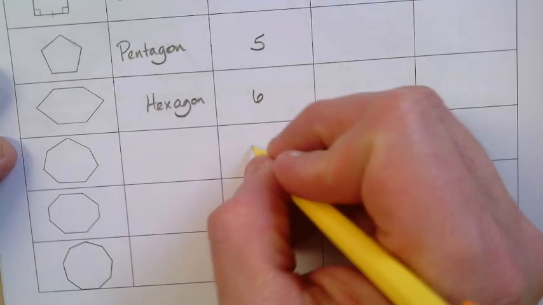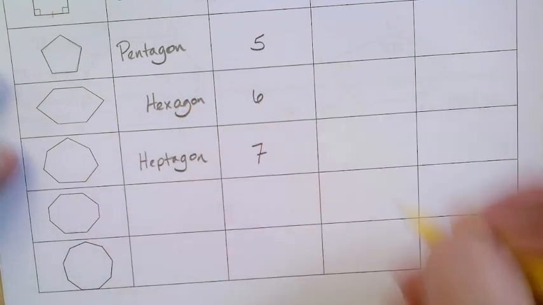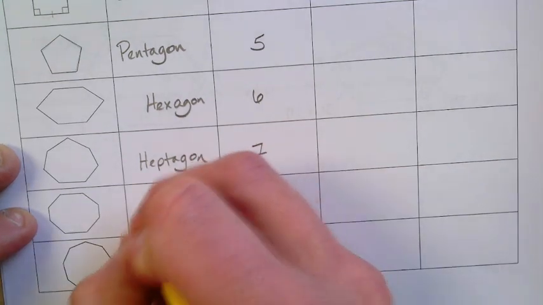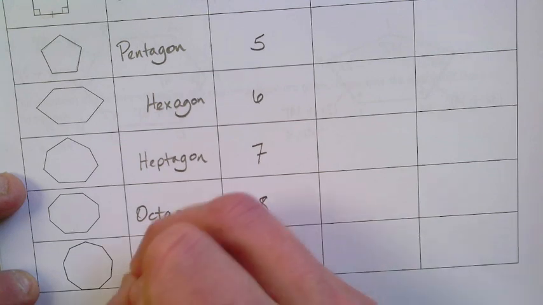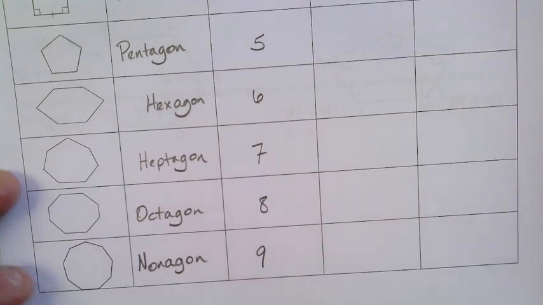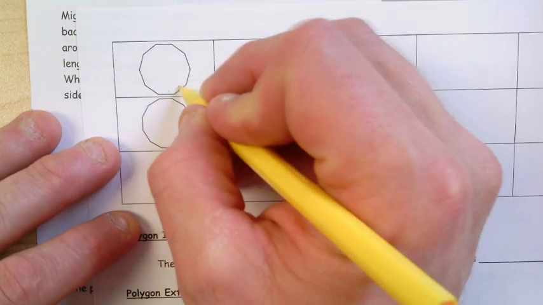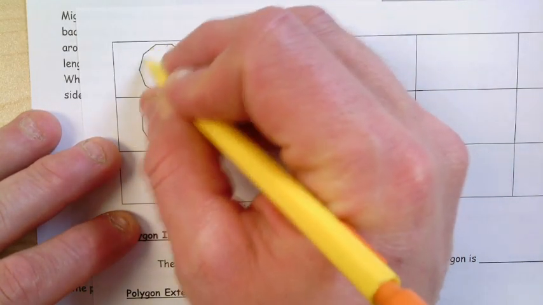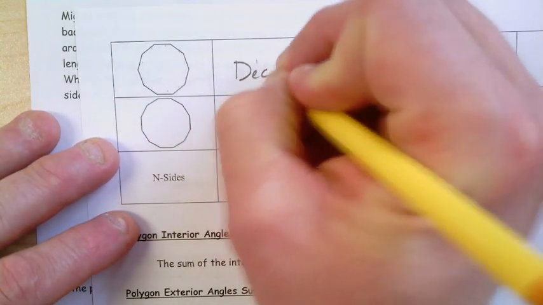People usually get the 6 and 7 mixed up. The 7-sided polygon is a heptagon. The 8-sided we all know is an octagon. The 9-sided, my personal favorite, nonagon. And if I flip over to the back side, how many sides is this? I think this is 10. 1, 2, 3, 4, 5, 6, 7, 8, 9, 10. Yeah, that's 10 sides, a decagon, like a decade.